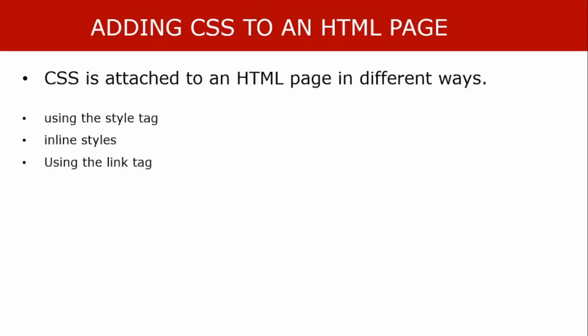In this last slide, before we start writing code, we have ways of adding CSS to HTML code. You have 3 ways. The first one is using the style tag. The second one is using inline styles, and the third one is using the link tag. Okay, so let's jump into VS Code and see how we can style our pages.